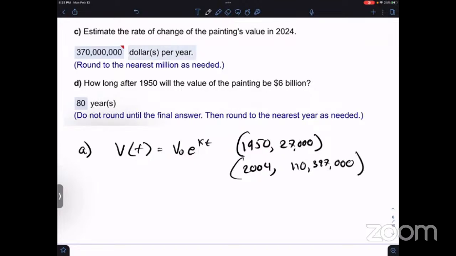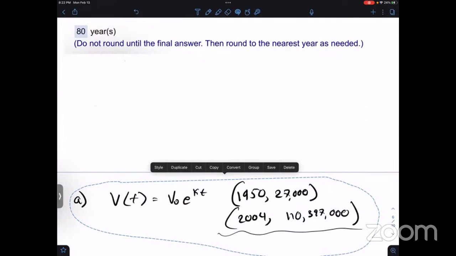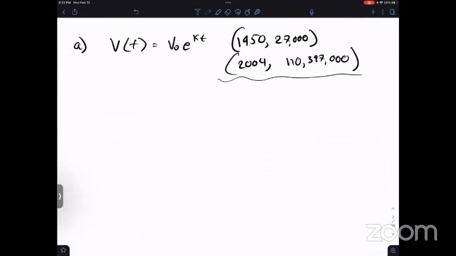Now, I feel like it's a good idea to just let 1950 be year 0, so I'm going to rewrite all of this. Let's let 1950 be year 0. In year 0, it sold for 27,000. If it's 2004, that's 54 years later, so after 54 years, it sold for 110,397,000. I need to become an artist. What am I doing in my life, right?